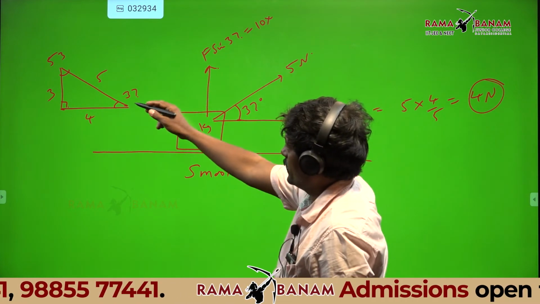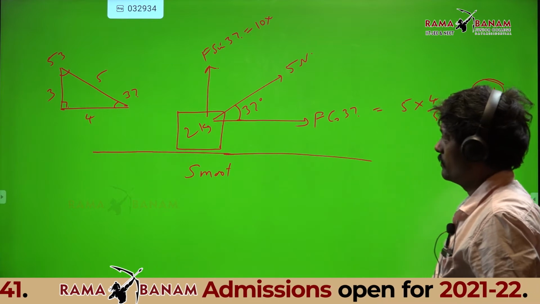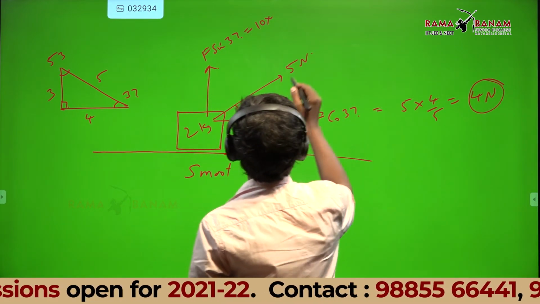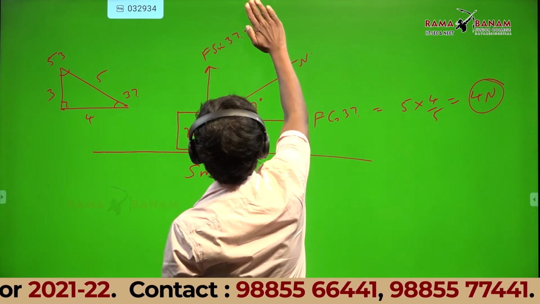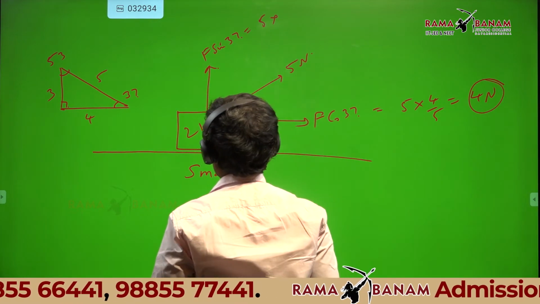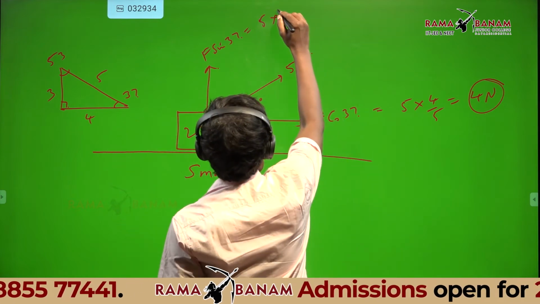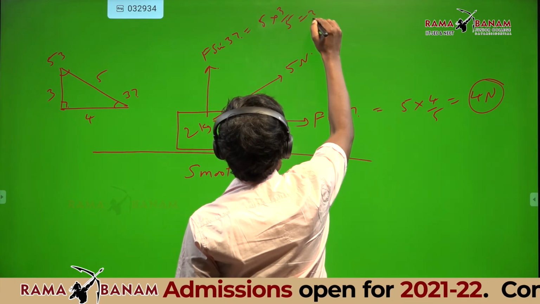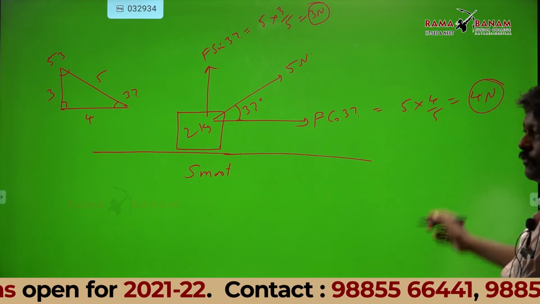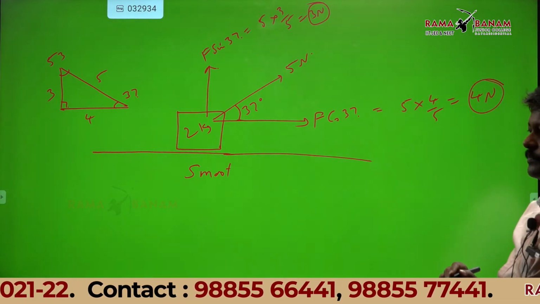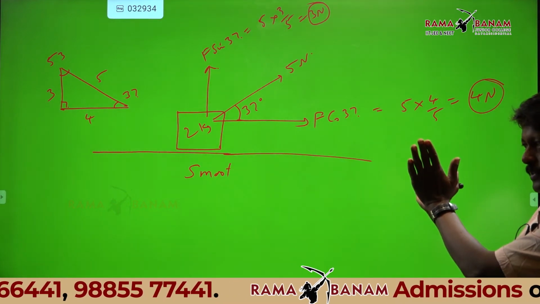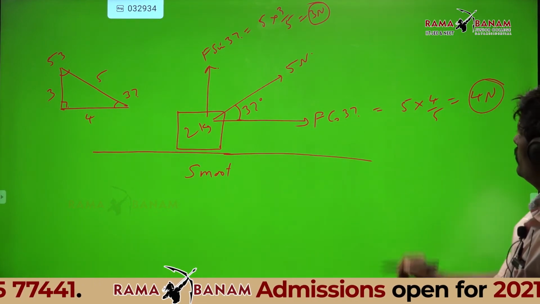Sin 37, how much? Can you tell me? 3 by 5, so 5 into 3 by 5 is 3 Newton. So now what are the components? Horizontally you have 4 Newton, and vertically you have 3 Newton.